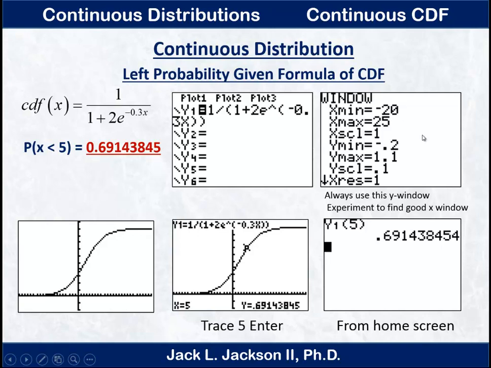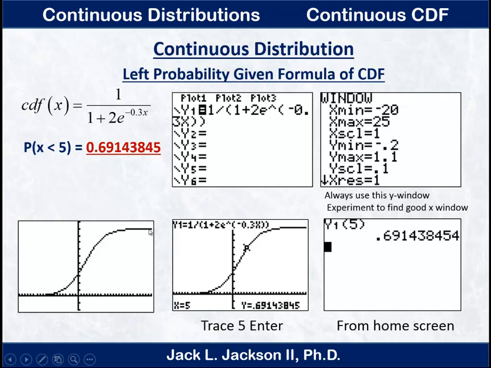So I always use this y window, y settings on my window. Y min is negative 0.2, y max is 1.1, and a y scale of 0.1, and that works nicely for a CDF graph no matter what. Now the x min and x max and the x scale, that's a little harder. That requires you to maybe do a little trial and error. But what do we know? We know that we should see basically a horizontal looking piece on the left and a horizontal piece looking on the right. And of course this should be at 0 on the left and 1 on the right.